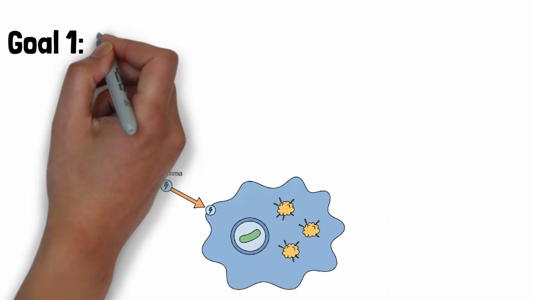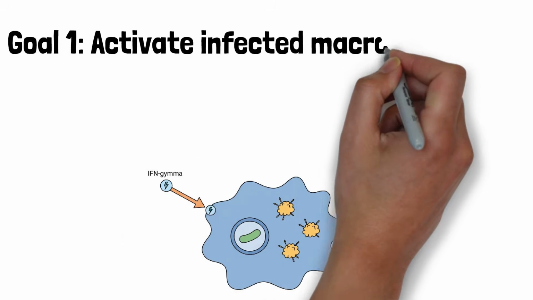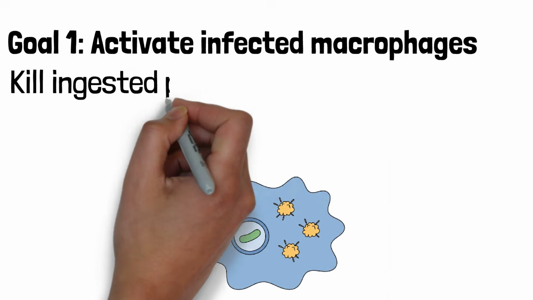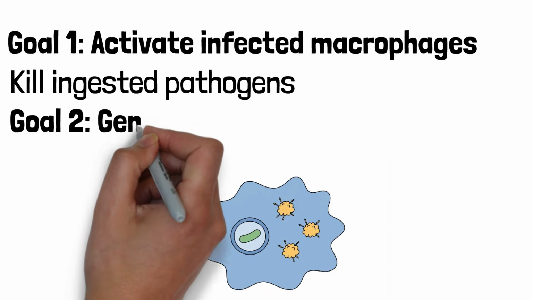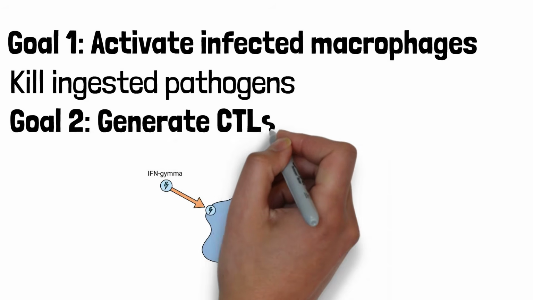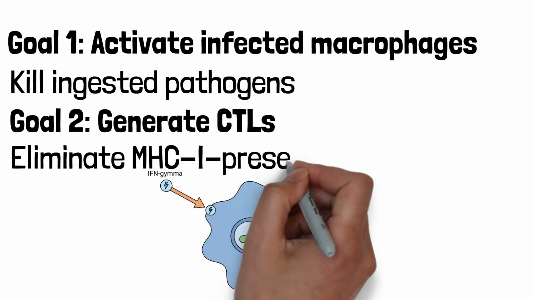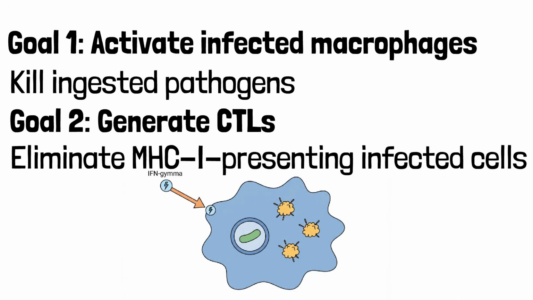Building on that cytokine axis, the Th1 response is really working toward two goals at once, and the first is activating infected macrophages so they can finish off the pathogens they've already ingested. The second goal is generating cytotoxic T lymphocytes that recognize and eliminate any cell displaying foreign peptides on MHC class I. With those two goals in mind, let's zoom into the first one. What actually happens inside an activated macrophage?